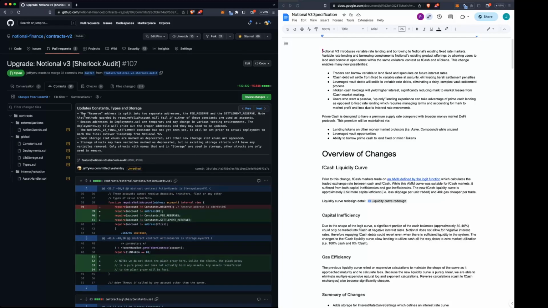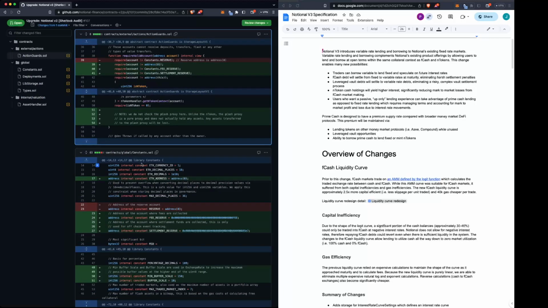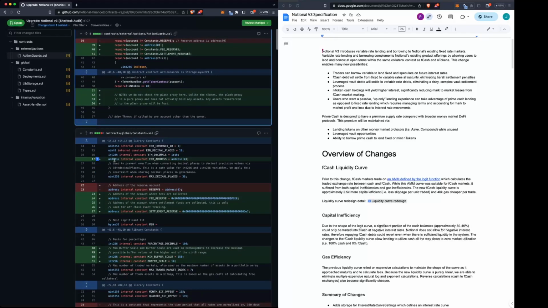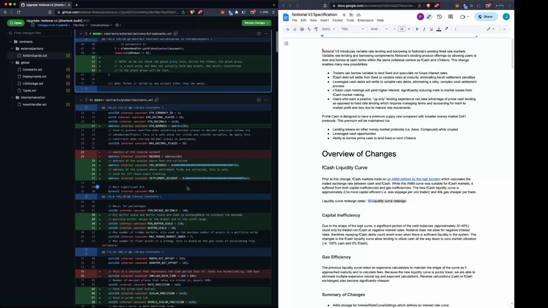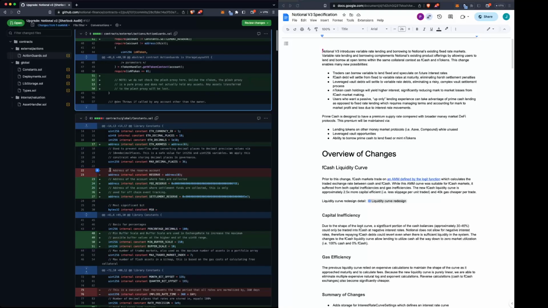In this commit, we're updating constants, types, and storage slots. Again, there's not a terrible amount of functionality here. There's a number of new constants that are being defined. This one is of note. The reserve address used to be address 0 in Notional V2.